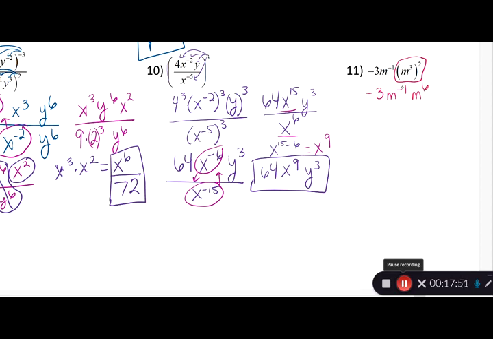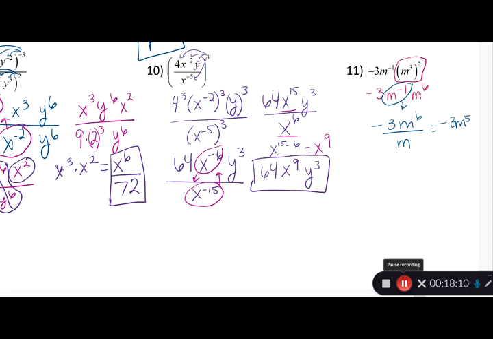Now here again, you could make it positive. So we're going to take our m to the negative 1 and move it down. So I get negative 3 m to the 6th divided by m. And then I'm going to subtract, 6 minus 1, which gives me negative 3m to the 5th.